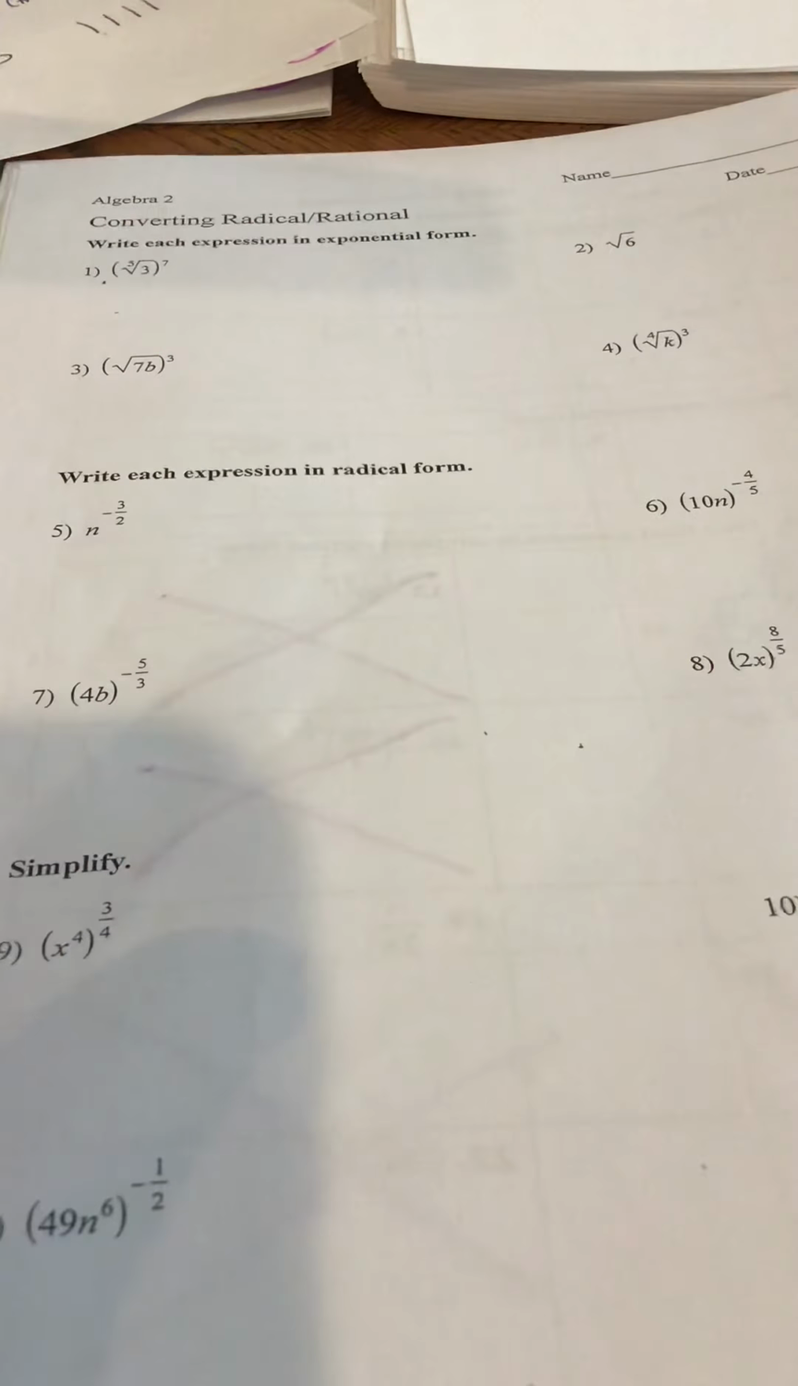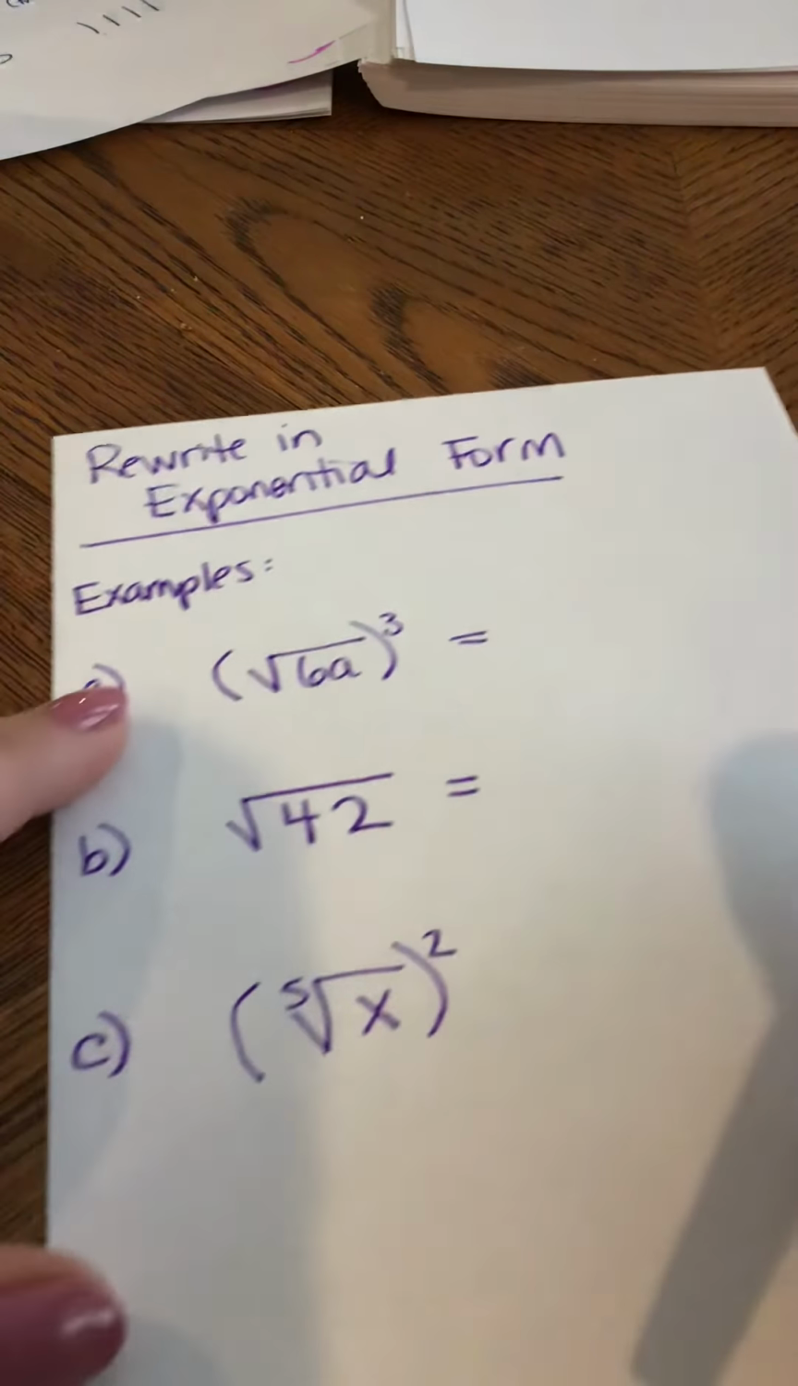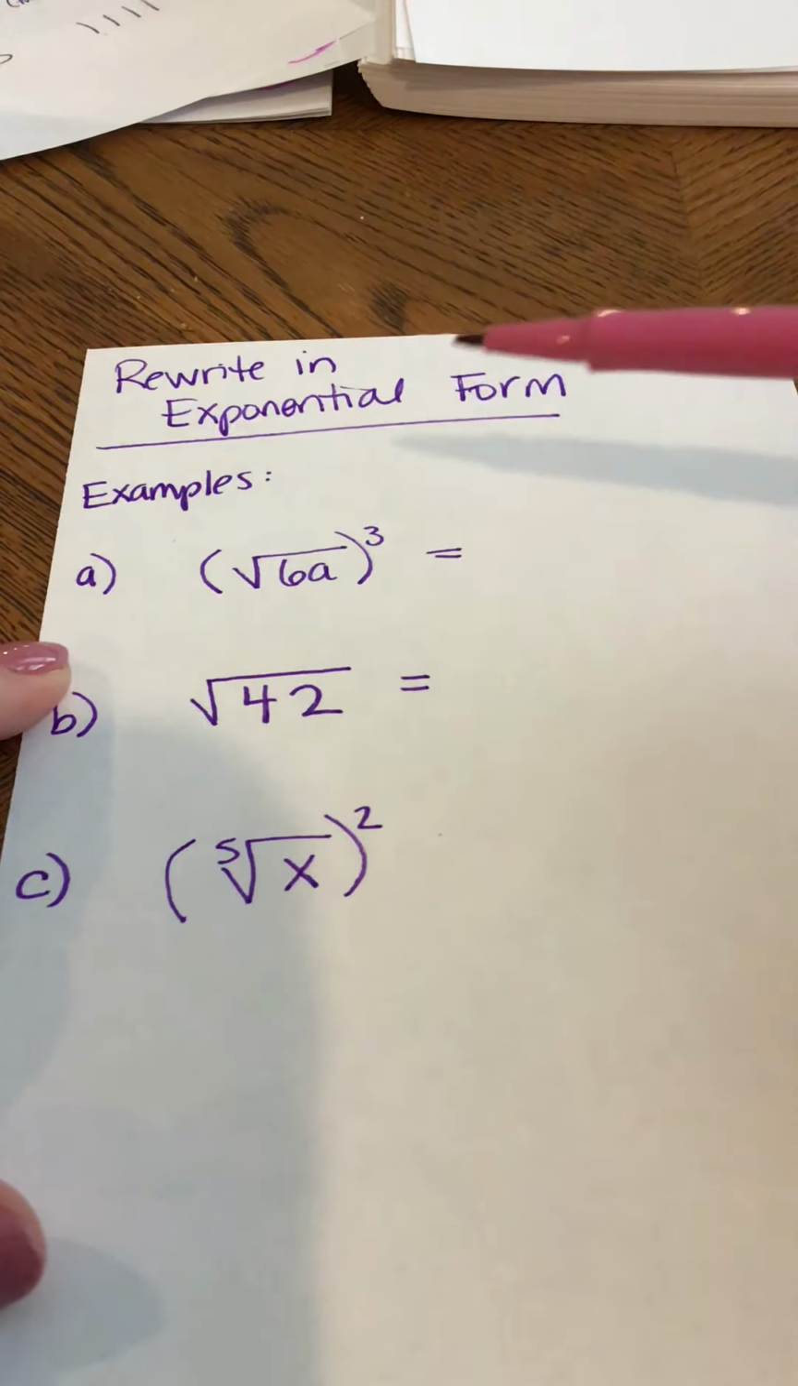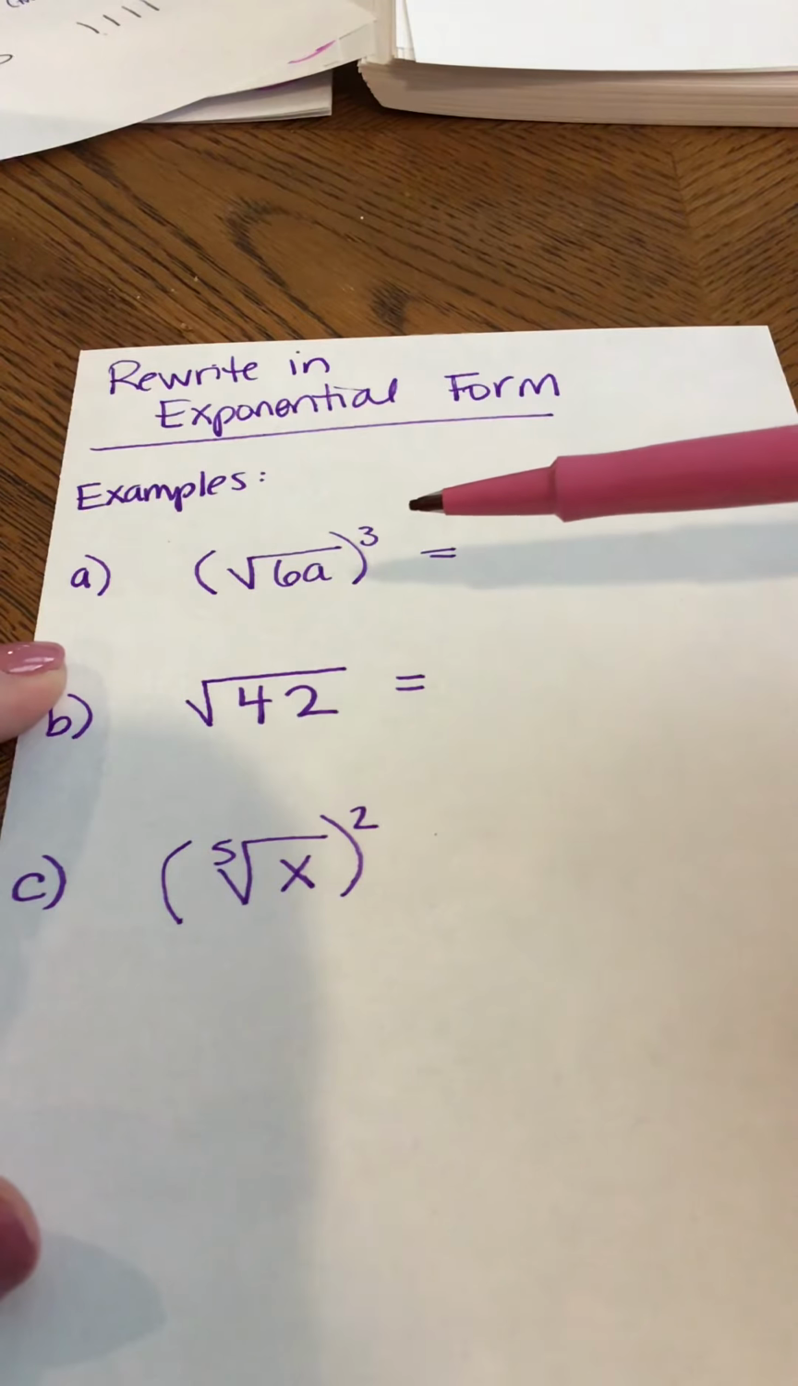I am going to go over some random examples that I made up, but these are very similar to the ones on this assignment. So this is just going to be a quick video. We're just, again, converting from exponential form to radical form and vice versa. So here we need to rewrite these radicals in exponential form.